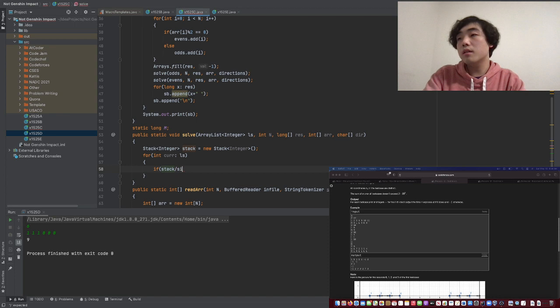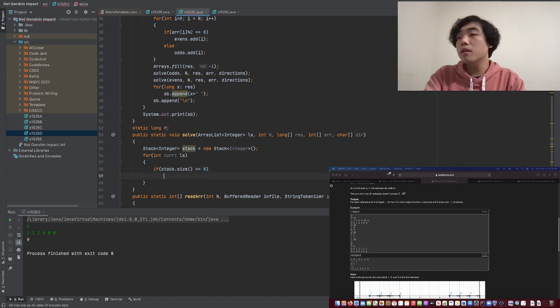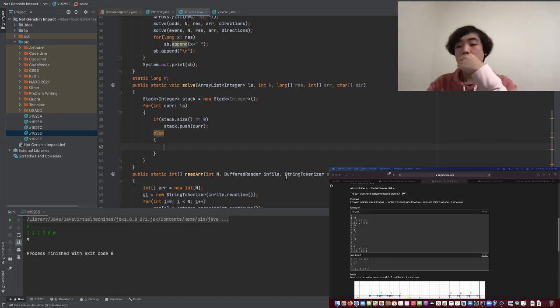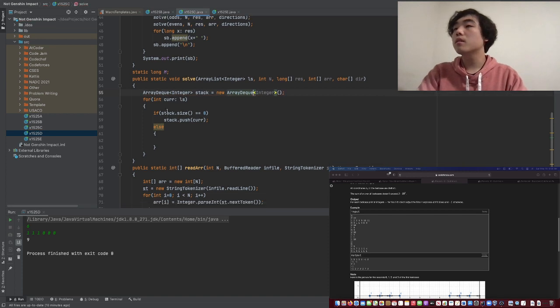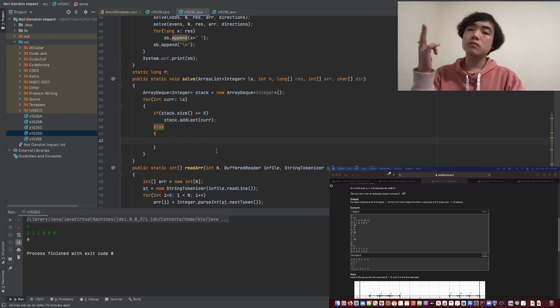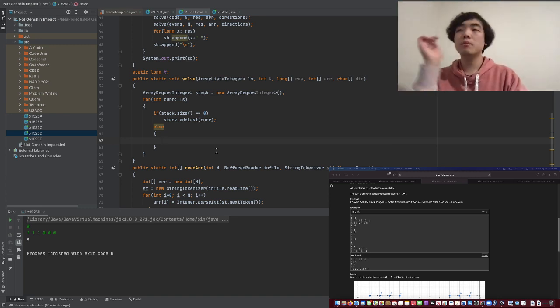Okay, if stack dot is empty, so if nothing is in the stack, then we obviously add it to the stack. Otherwise, under what conditions do we pop? Okay, we pop when, oh wait, you know what, I might want to do this as an array deque, because of what I need to do at the very end. That would actually make a lot of sense. Dot add last. Yeah, add last, pop last, the same thing.